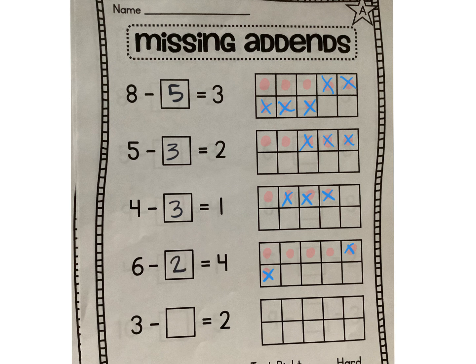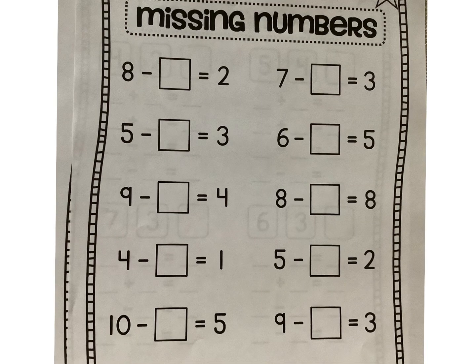2. Good. And on this last one, I'm going to draw 3. And then I'm going to cross out until I have 2 left. And how many did I cross out? Just 1. Good. On the back, we have some missing addends.